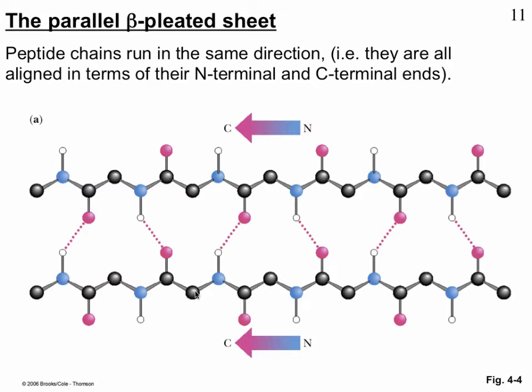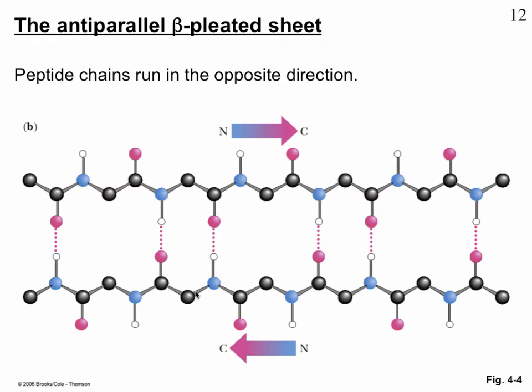One thing to note is that the hydrogen bonds between these, the carbonyl carbon and the hydrogen of the nitrogen, are staggered. So they're not as strong as if they were directly aligned. So these are not as common as anti-parallel beta sheets.